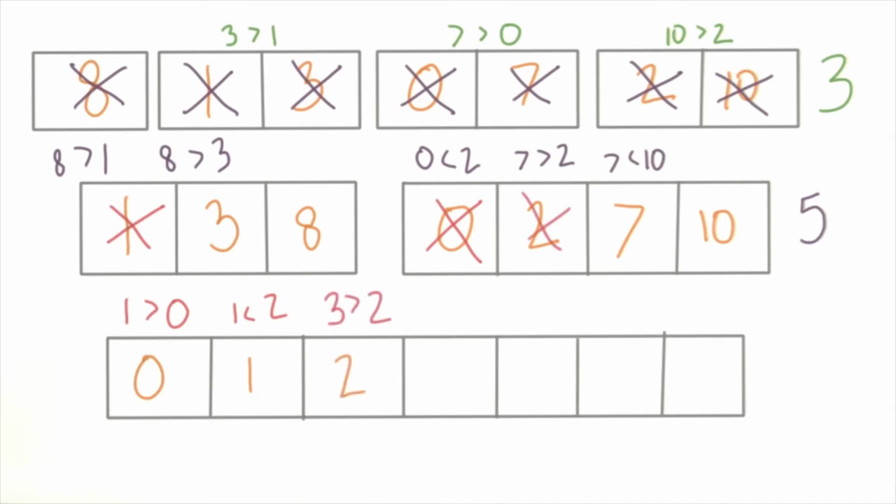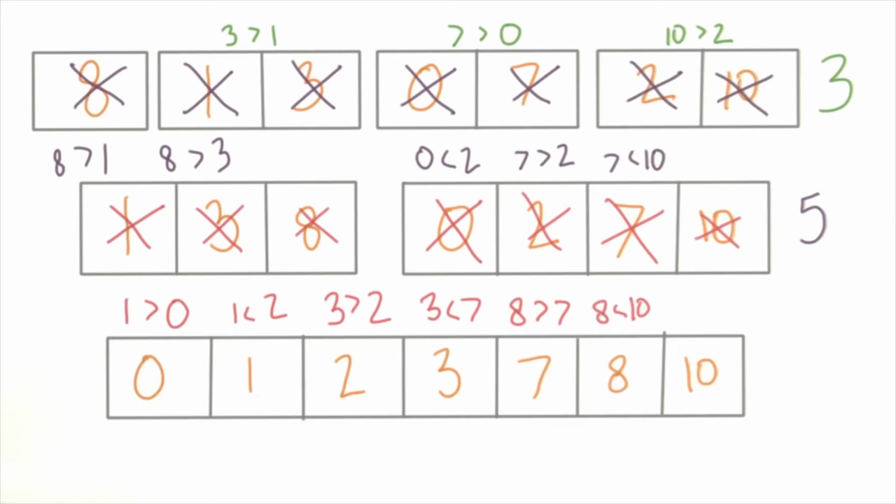We compare again with 2 and 3, and again with 3 and 7, and again with 8 and 7, and finally we're done. We have our newly sorted array. We need to keep track of the number of comparisons we did in this step, so I'll write 6 comparisons off to the side here.